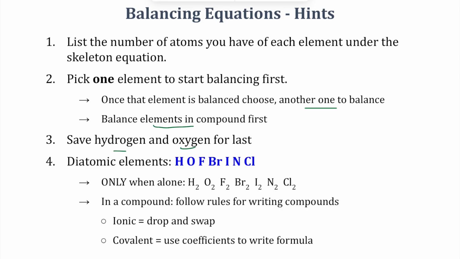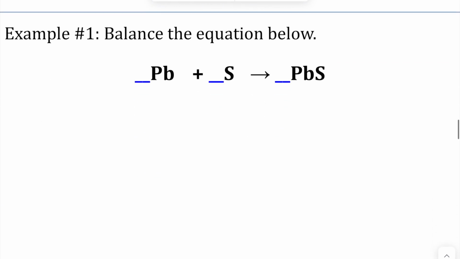just because those are going to have impacts on other pieces. Our diatomic elements, remember those. So when they're alone, they are going to have that subscript, and so that is going to change those totals. If those are in a compound, though, we need to follow our rules for writing our compounds. We're going to get to writing these in the second part of the video. So let's focus on balancing.